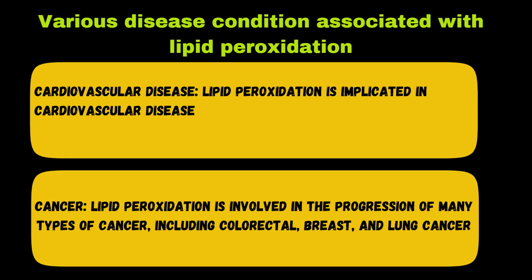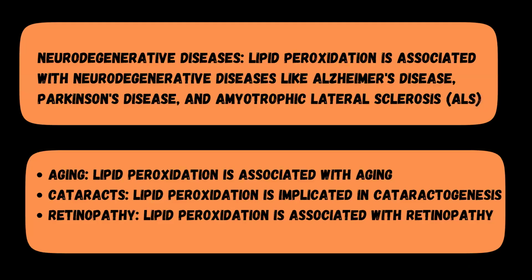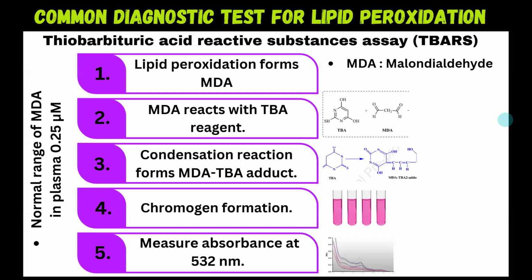Now, these are the various disease conditions associated with lipid peroxidation. That means when lipid peroxidation takes place in the body, these diseases may develop. First is cardiovascular disease, then cancer, then neurodegenerative diseases like Parkinson's, Alzheimer's, and amyotrophic lateral sclerosis. Then it may also be associated with aging, then cataracts and retinopathy.